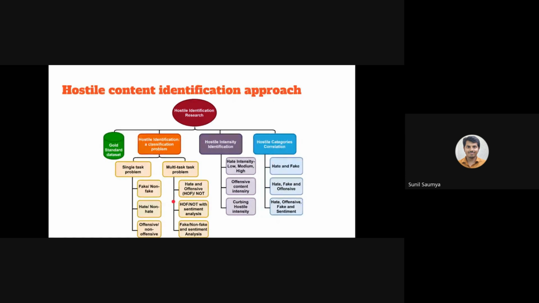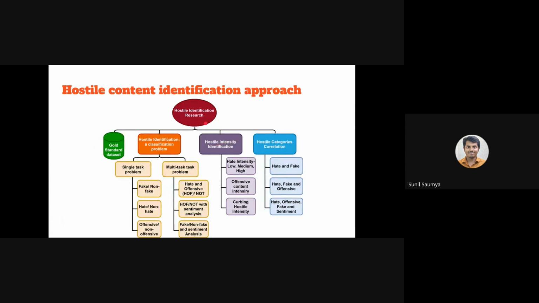Why? Because millions of posts come on Twitter, Facebook, or any other social media website. It is not possible for a human moderator to check each and every post coming on social media and decide, okay, this is hostile and this post is not hostile. So it's almost impossible in today's scenario. So what people have done is develop a pipeline, and they made this process automated.